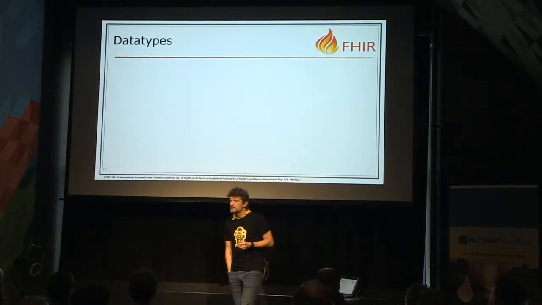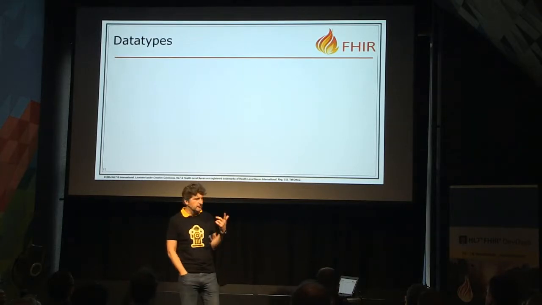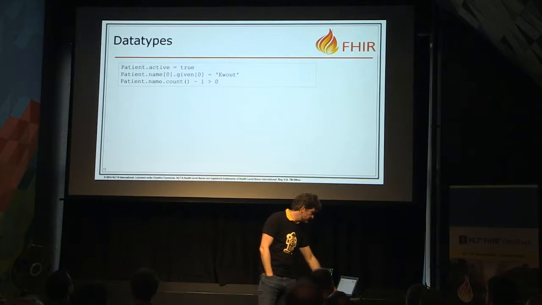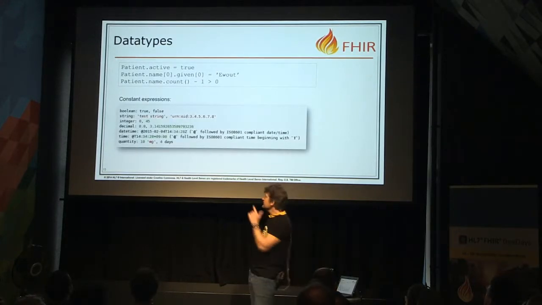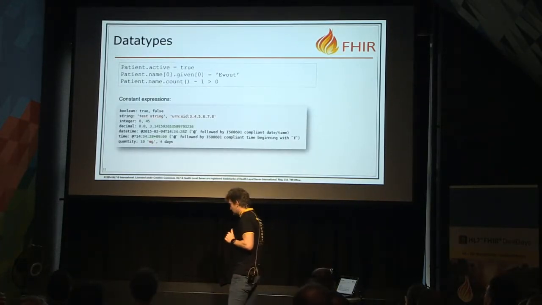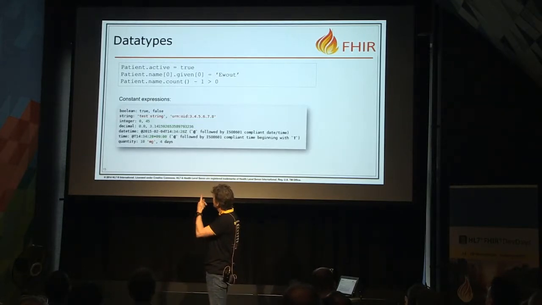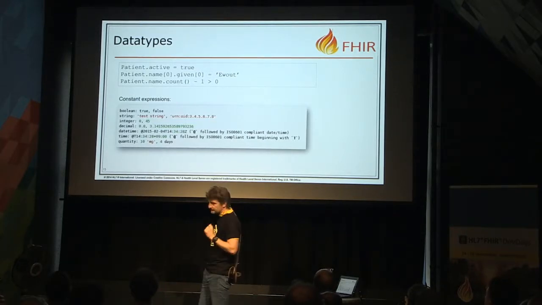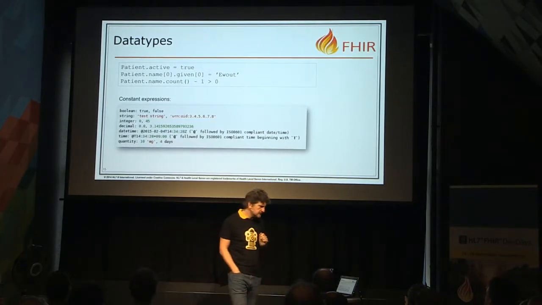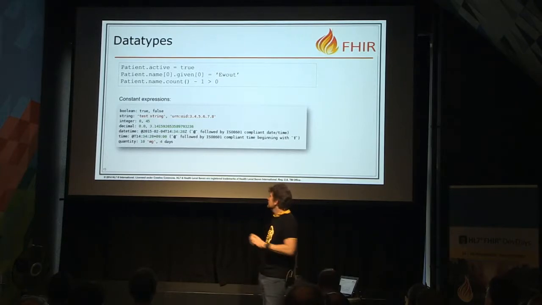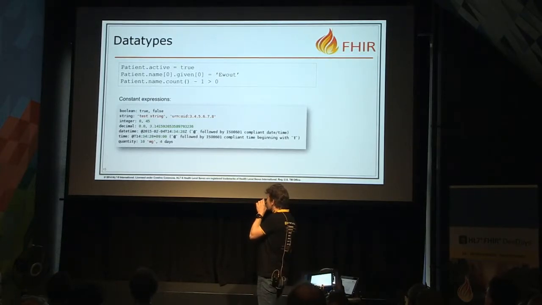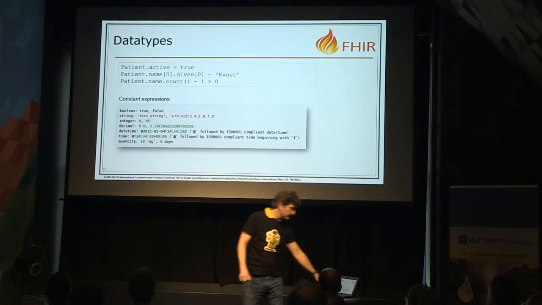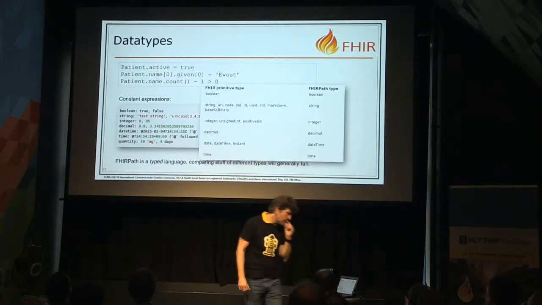And FHIRPath is typed. I have shown you integer, I've shown you string, so implicitly you felt that it was typed, but it actually is, so I'm going to show you a few more of those. These are the types that are present in FHIRPath. So booleans, I don't think I showed you before, patient.active is true, and here are the literal expressions for these types. We have time and quantity, and datetime. And that means that depending on the context where FHIRPath is used, you need to map it.